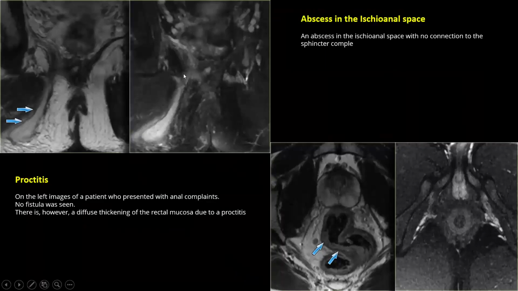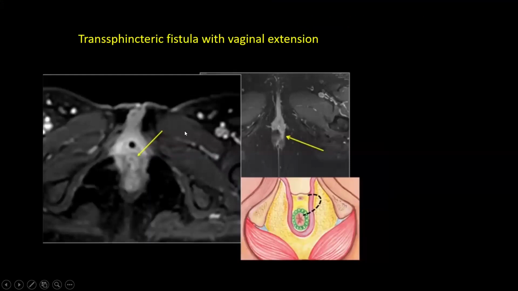Right. So a simple case of an abscess in the ischioanal fossa. Sometimes you'll just see abscess in the ischioanal and the ischiorectal fossa. Proctitis, you might not see any fistula or sinus. You might just see inflammation and thickening of the rectal wall. So proctitis.